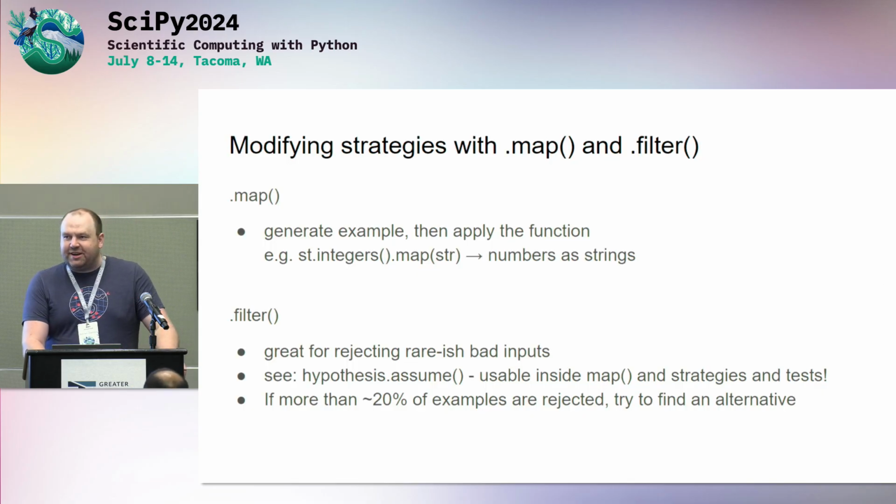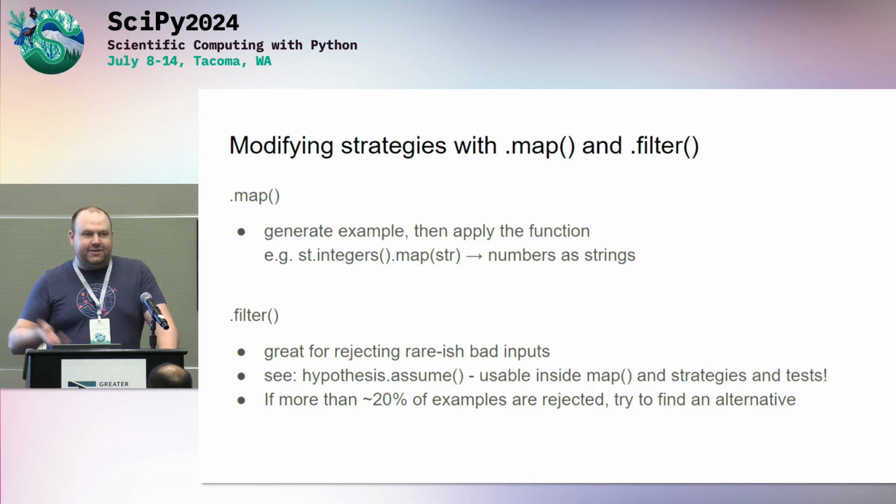Once you've got your simple strategy, there are a couple of things you can do with it. One is that they have a map method. So you pass it a callable, it generates a thing, calls your callable on it, and then gives you the return value. So you can use this to construct instances of things. For example, if you want a sorted list, you can just make a list and then map sorted over it. And then there's filter.